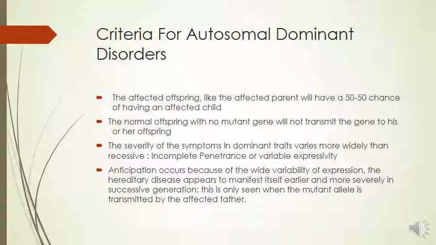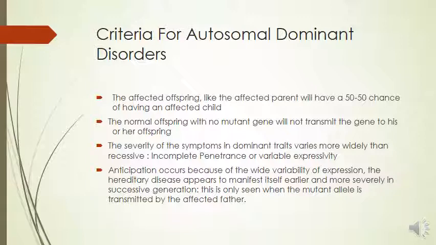We have also the phenomenon of anticipation. This occurs because of the wide variability of expression. The hereditary disease appears to manifest itself earlier and more severely in successive generations. This is only seen when the mutant allele is transmitted by the affected father, not when it is transmitted by an affected mother.